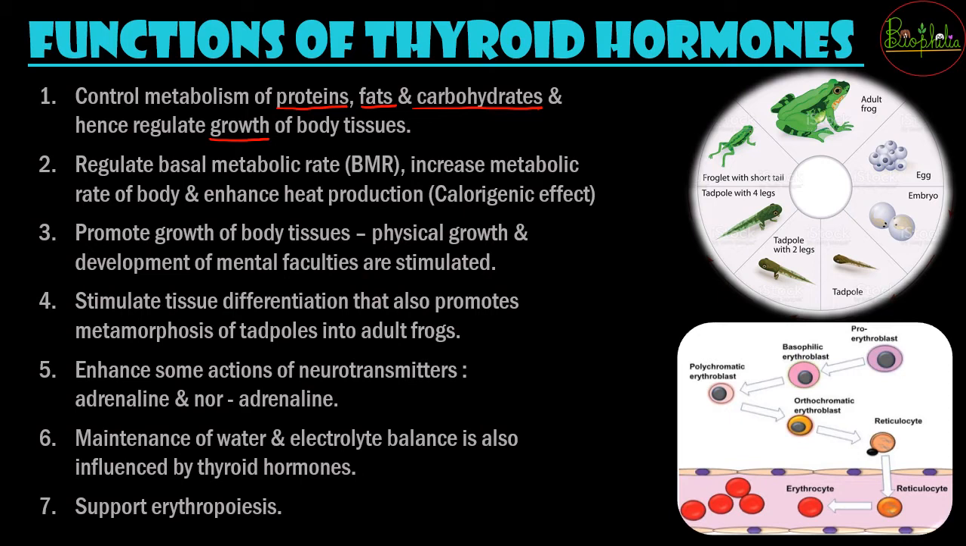The second is to regulate the BMR, that is basal metabolic rate, and to increase the metabolic rate. The more you increase metabolism, the more it enhances your body growth. And thyroid hormone also enhances heat production, that is, it helps increase the body temperature. So it has a calorigenic effect.